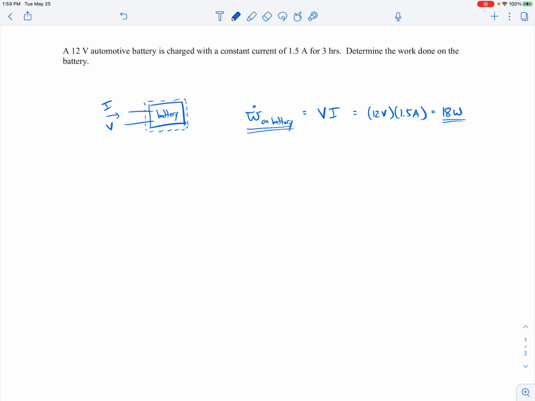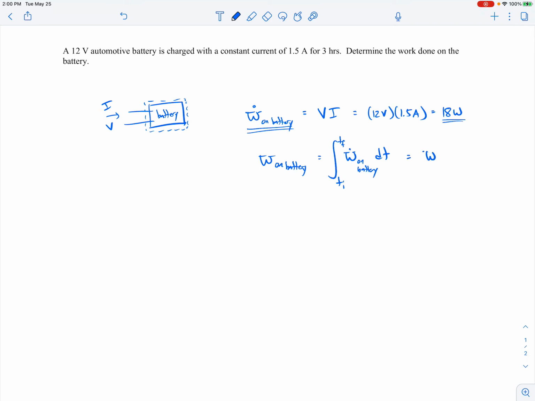That's of power. Now, if I want to get the actual amount of work done on the battery, I need to integrate that over time. So the work done on the battery would be the integral of the power on the battery over the time, as we go from some initial time to some final time. Now in this case, the voltage and the amperage are constant. So the power on the battery is just a constant.